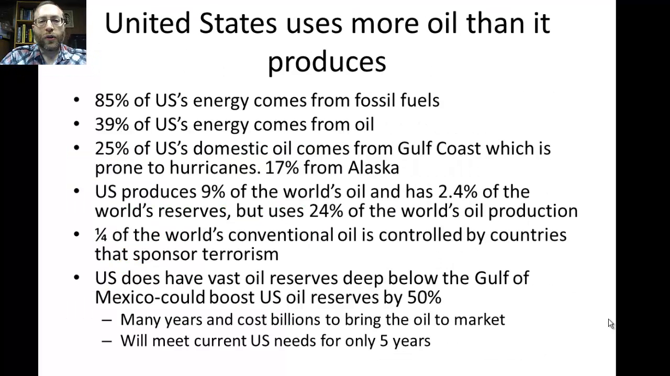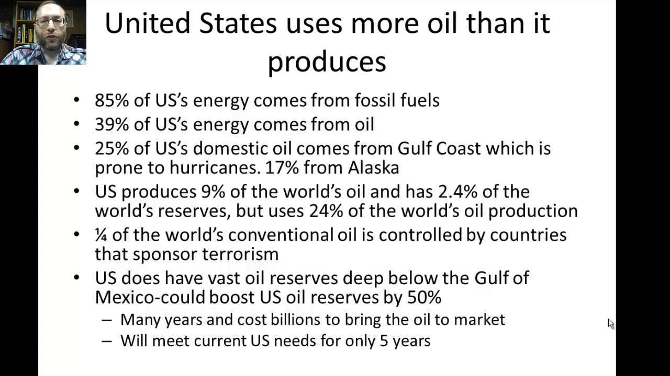The United States uses more oil than it produces. 85% of the United States' energy comes from fossil fuels, and 39% of its energy comes from oil. But 25% of the United States' domestic oil comes from the Gulf Coast, which is prone to hurricanes. 17% comes from Alaska. The U.S. is producing 9% of the world's oil. It only has 2.4% of the world's reserves, and it uses 24% of the world's oil production.